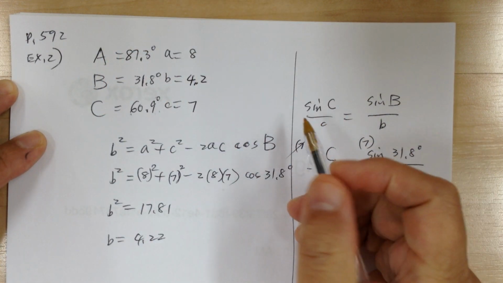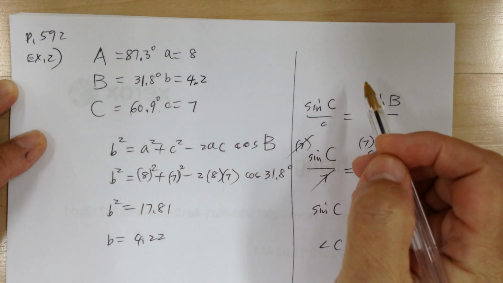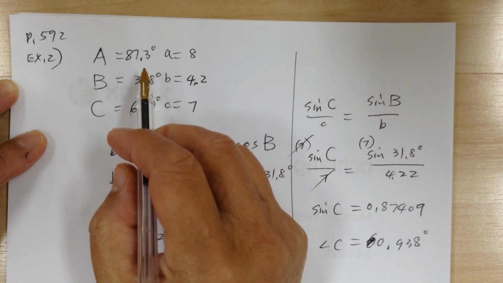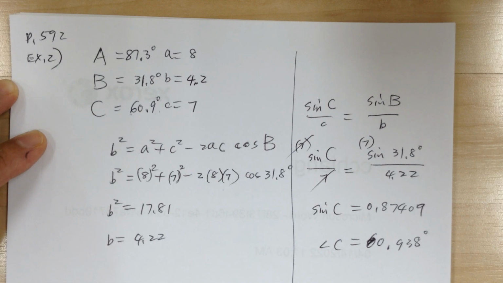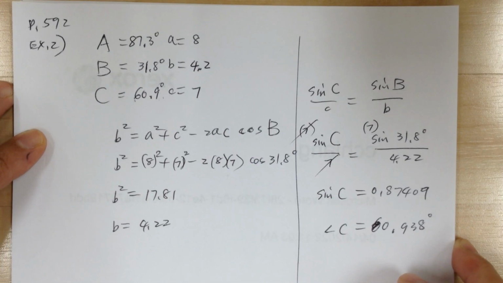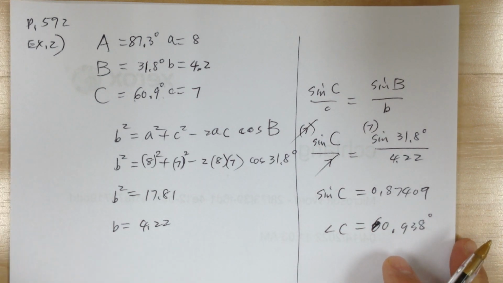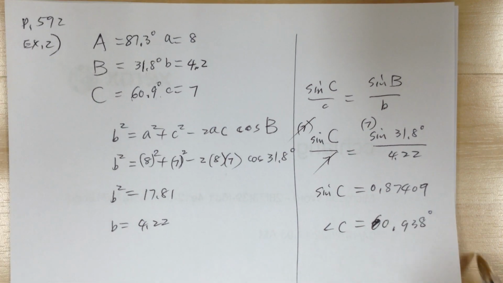So again, what you want to do is avoid using the law of sine to get the biggest angle because you have to check both cases. You have to check the second possibility, which is more work. So if you can avoid that, try to do that so it saves you some work. Okay, let's go to the next example.